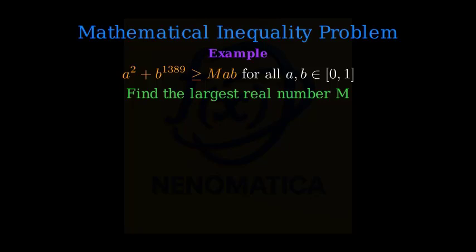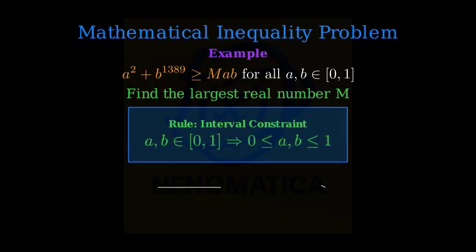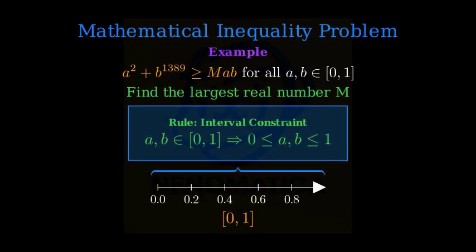Let's first understand what it means for a and b to be in the interval from 0 to 1. This means both a and b are non-negative real numbers that can range from 0 to 1, inclusive, so they can be 0, 1, or any decimal value in between. Following the solution process shown in the image, we'll substitute a equals b squared into the inequality.